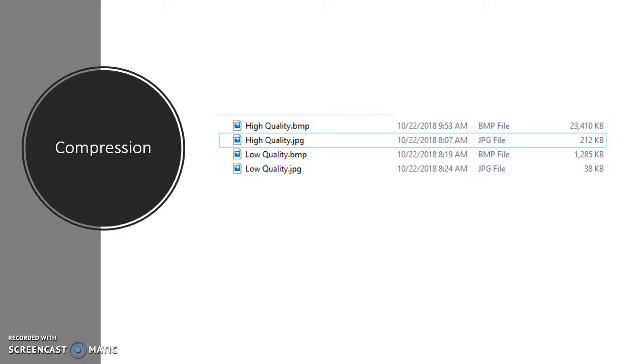The following is a comparison of the file sizes. JPEG files are compressed and require less storage space. BMP images are exponentially bigger in size. A file 212 kilobytes in JPEG can be saved as a BMP and the size increases to 23 megabytes.